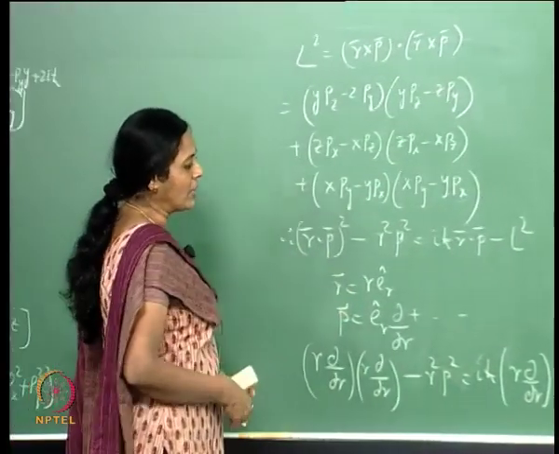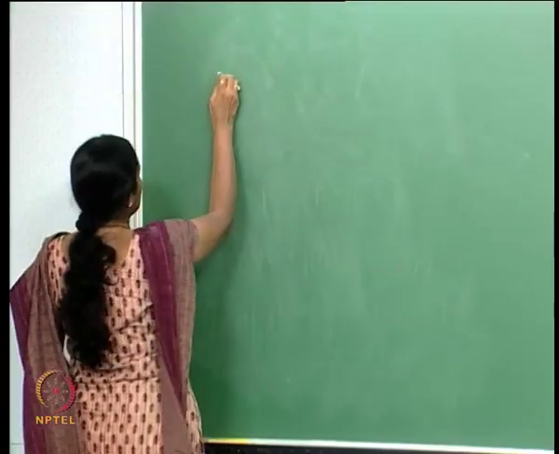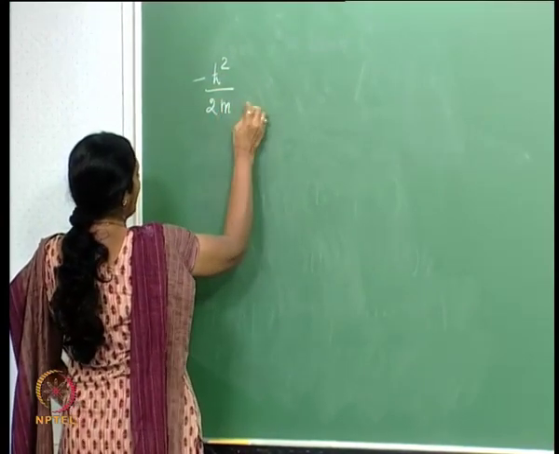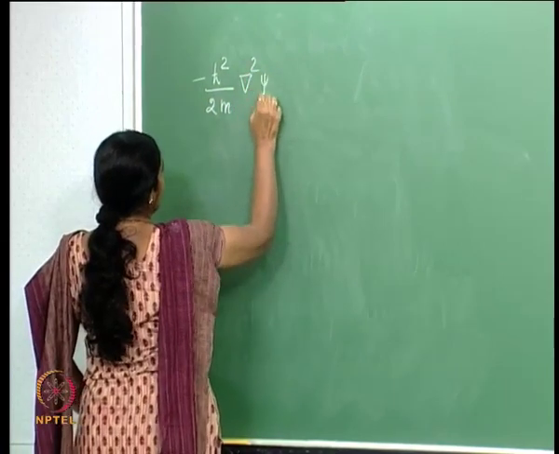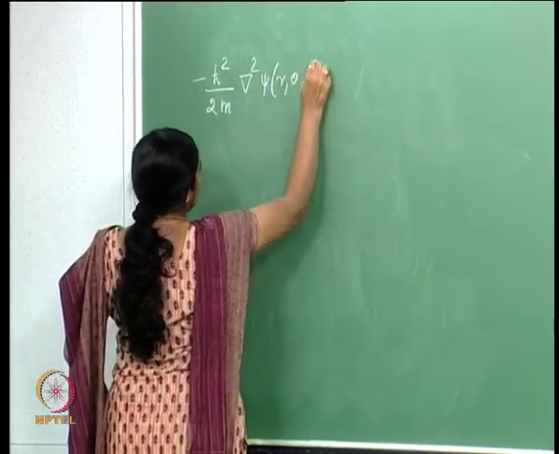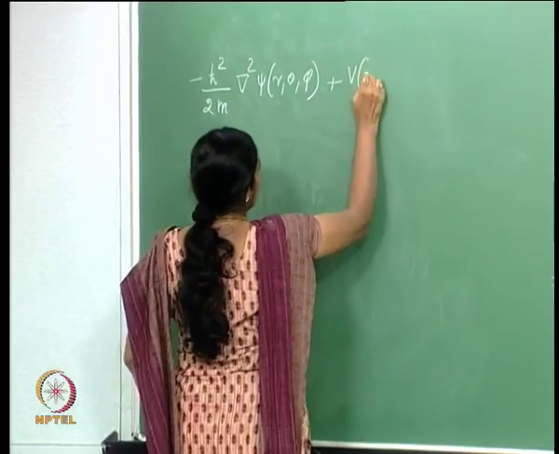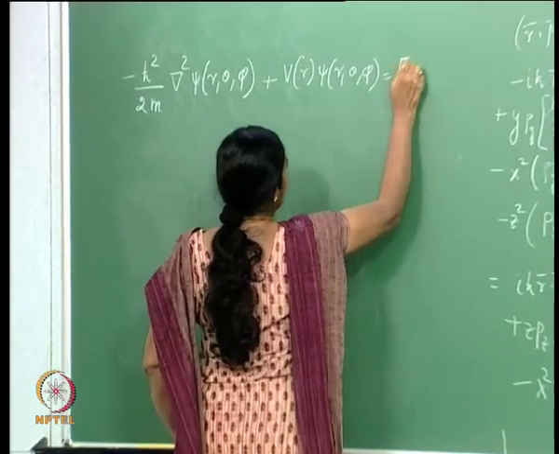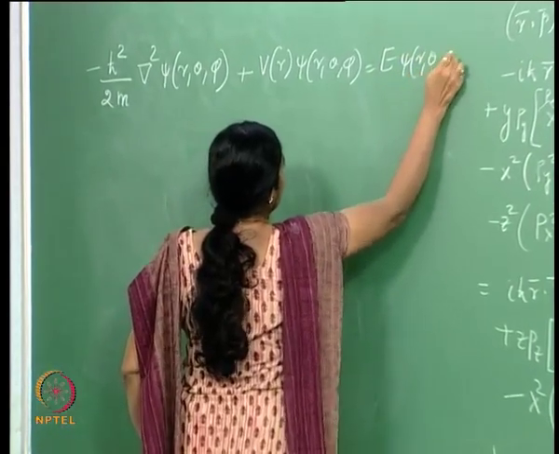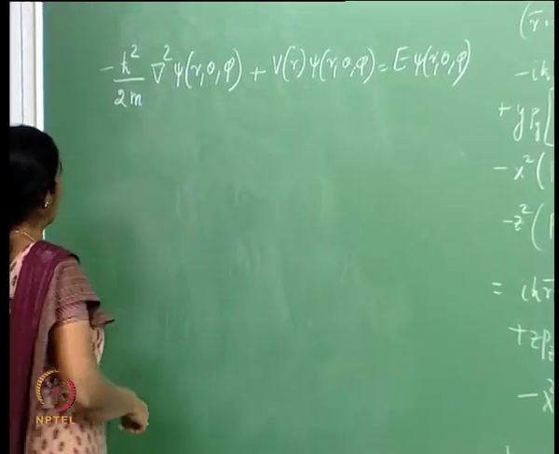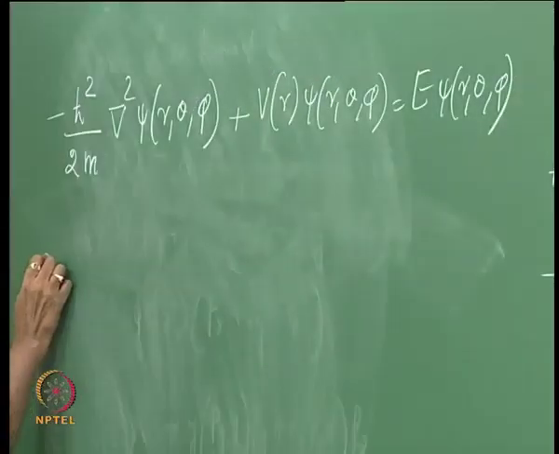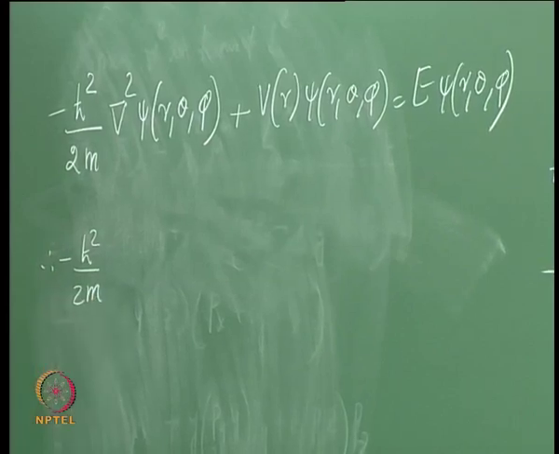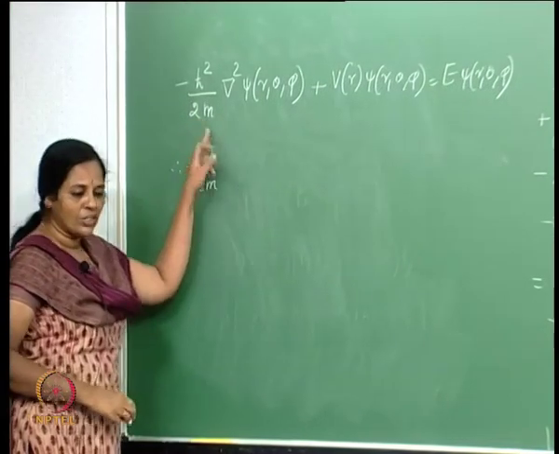So, now let us go back to the eigenvalue problem. The problem that I have is minus h cross squared by 2m del squared psi of r theta phi plus V of r psi of r theta phi is E psi of r theta phi. So, this is what I have. I substitute for del squared. Therefore, minus h cross squared by 2m. I should say what this m is all about.